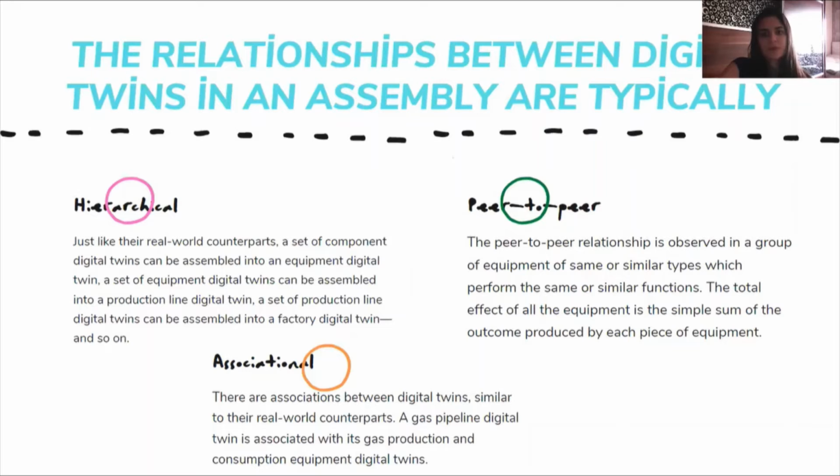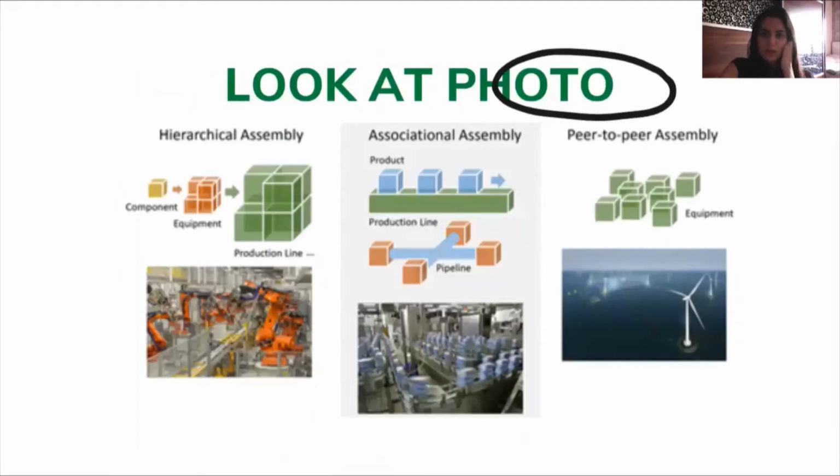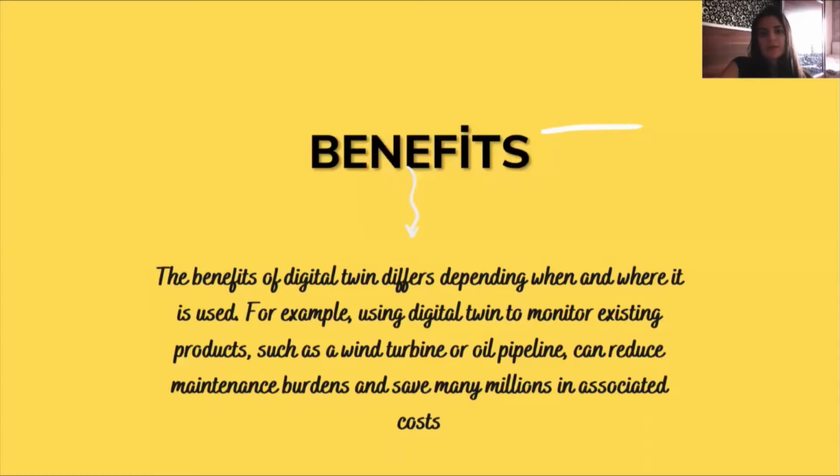The relationships between the digital twins in the assembly are of typical types. The first type is hierarchical, and the other ones are peer-to-peer and associational. The next slide explains these assembly types, and the last topic is the benefits.